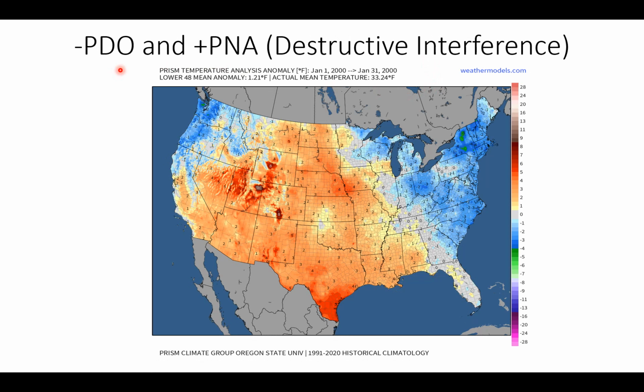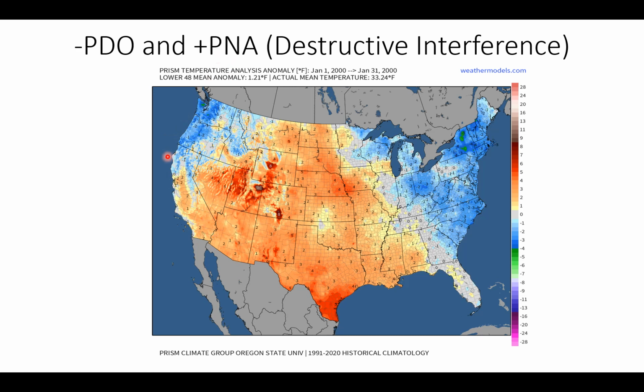Now, let's take a look at negative PDO and a positive PNA at the same time. This is going to result in destructive interference, okay? What do I mean by that? I mean that these two teleconnections or climate drivers are not working in the same direction. So with a negative PDO, colder than normal water temperatures off the west coast of the United States, we should have colder than normal air temperatures right along the west coast. Now we see milder than normal temps, slightly above normal, across central and southern California in January of 2000 here.